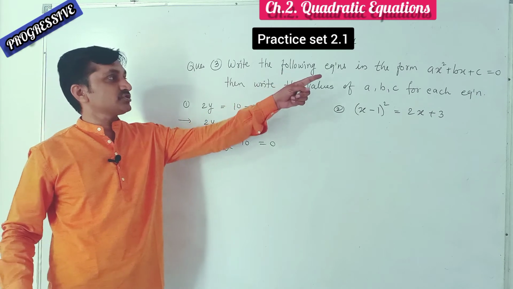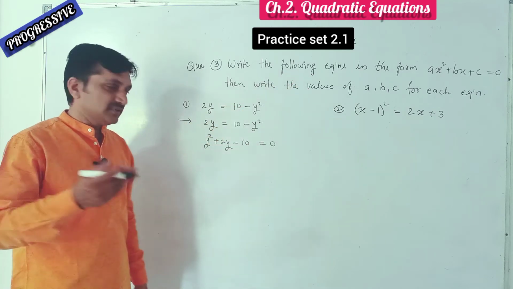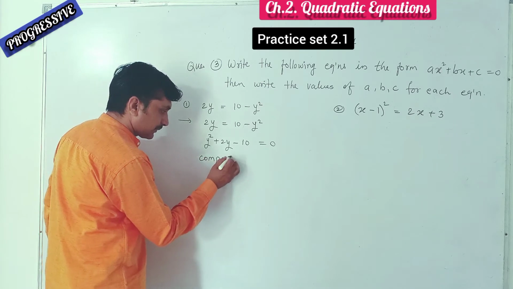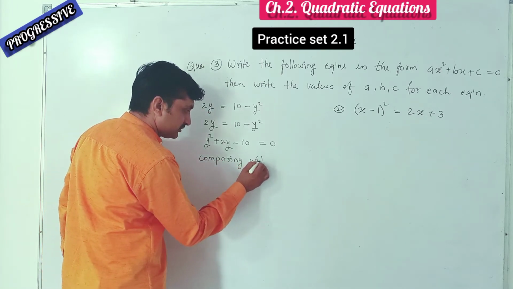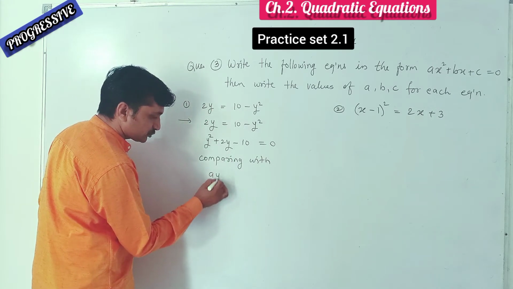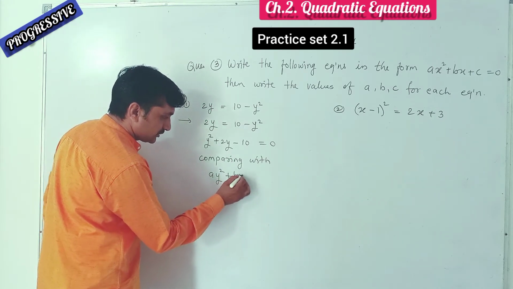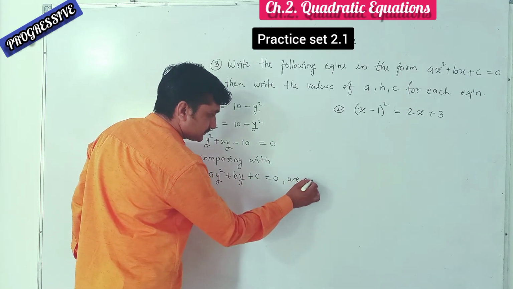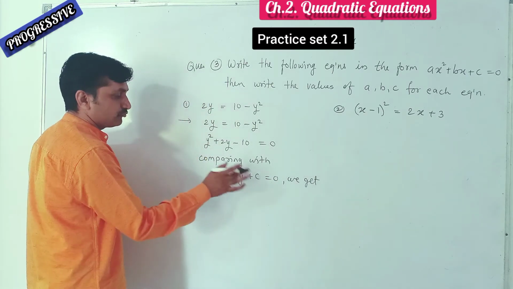Write the following equation in standard form, we wrote. Now we want the ABC values. For that we have to compare with standard form. What is standard form? Here the variable is y. Therefore ay square plus by plus c is equal to 0. Now comparing with standard form, we get three values.